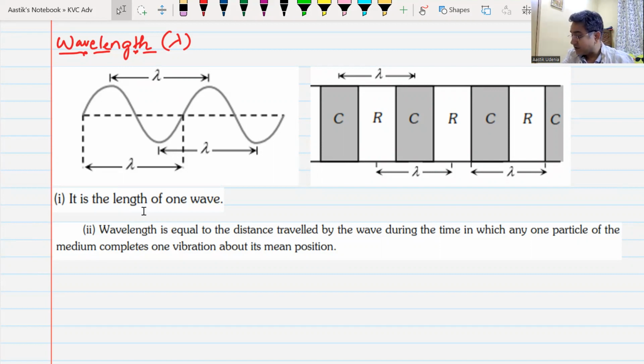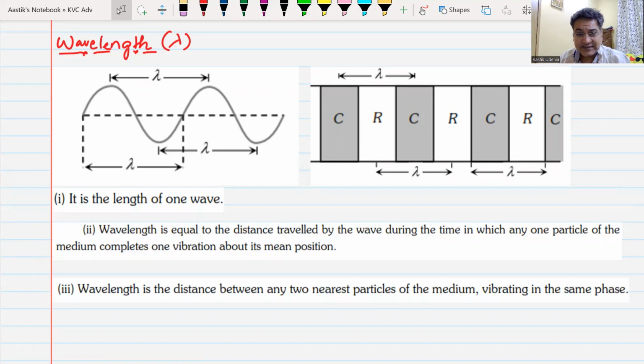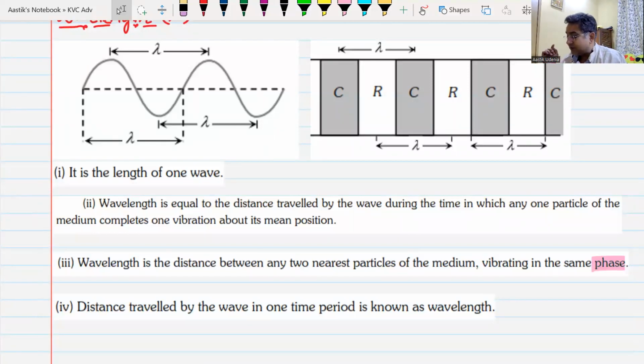Well, you may not have to call them crest or trough. You can simply call them two particles in the same phase. It may not be between two successive crests or troughs, or two successive compressions or rarefactions, but between any two points which are in the same phase. The very important thing that comes here is phase. Since we have already understood phase, we will be able to understand it more clearly here. There is nothing different between simple harmonic motion and this wave, because both are in the form of sine or cosine waves. Do we understand this? Or you can say the distance traveled by the wave in one time period is known as the wavelength.